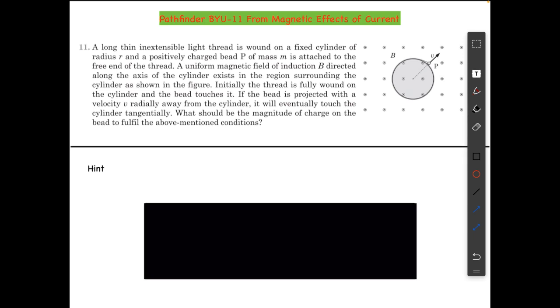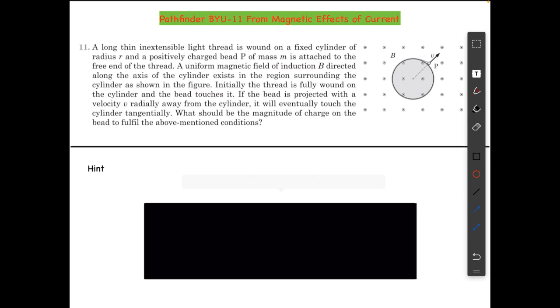A long, thin, inextensible light thread is wound on a fixed cylinder of radius r, and a positively charged bead P of mass m is attached to the free end of the thread. A uniform magnetic field of induction B, directed along the axis of the cylinder, exists in the region surrounding the cylinder as shown in the figure.